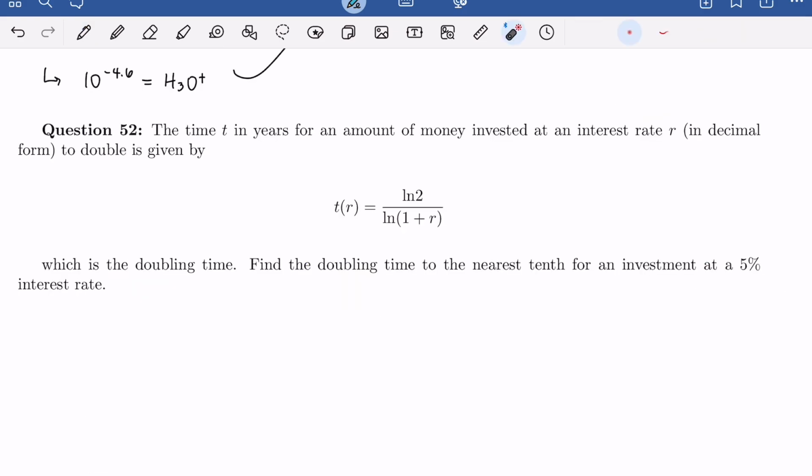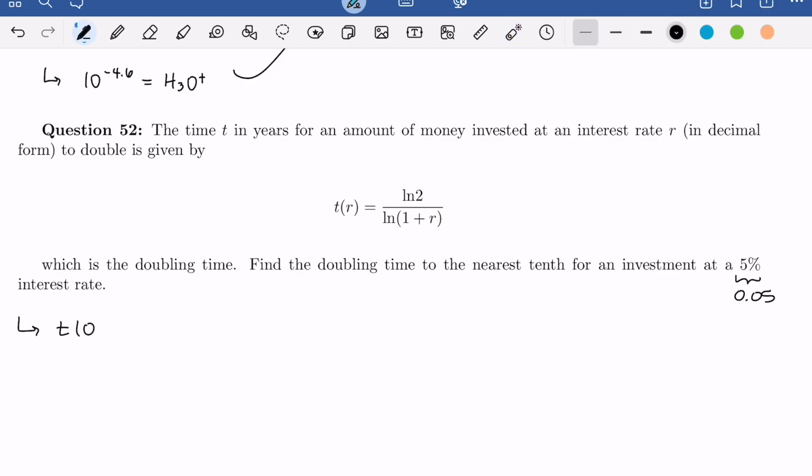Now for this next example, we're going to be using natural log in a function. So we're told that the time t in years for an amount of money invested at a certain interest rate r to double is given by this function here. So this is the doubling time. What we want to do is find the doubling time for an investment at 5% interest rate. So the first thing that we need to do is convert this 5% interest rate into a decimal. So this will be 0.05. Now from here, we can just plug in this decimal amount into this function.